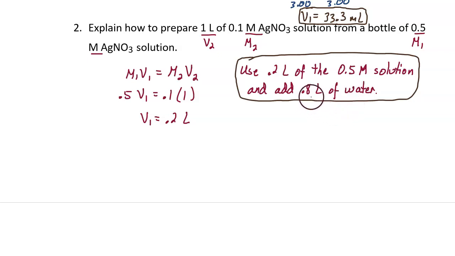Here's how I got the 0.8 liters of water. We want to end up with 1 liter when we're done. And we're starting by using 0.2 liters of a solution from our supply room. 1 subtract 0.2 is 0.8. To make up the difference, we need to use 0.8 liters of water.